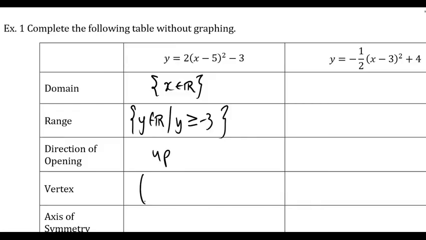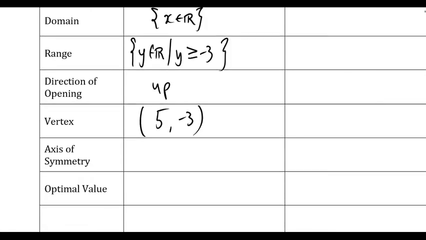What's the vertex? Liam, do you know the vertex? This, Liam? Very nice. So +5, -3. I moved over to the right 5 from 0, 0, and down 3. So what's the axis of symmetry? Other Liam? Very good. Optimal value. Tara, what do you think? Max or min? Min, very good. There you go.